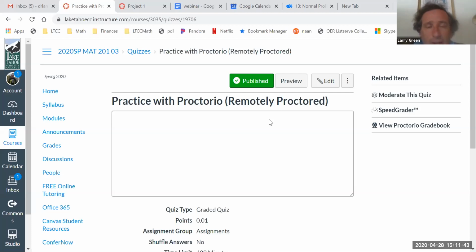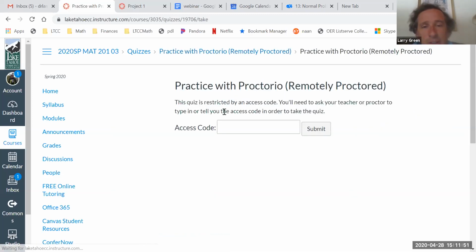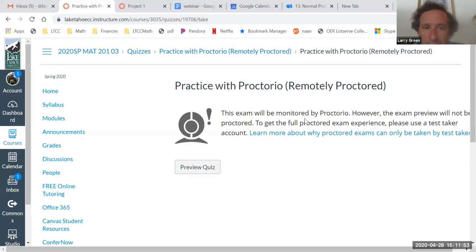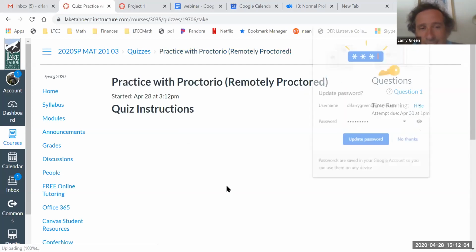Okay, so I created a quiz so you can practice. Unfortunately, I can't see it as a student. I can't see it embedded. I can hit preview, but it won't show the Proctorio thing. As you'll see, it says the exam's proctored, you have to get the full exam, you have to be a student. Okay, the quiz doesn't have anything on it, just to let you know.